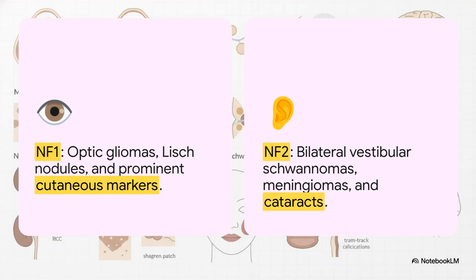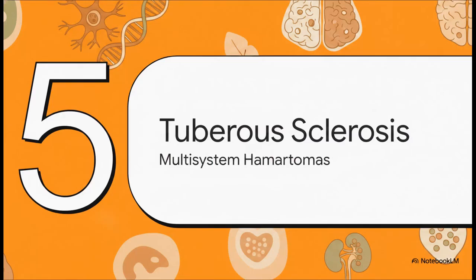When you contrast NF1 with NF2, the differences are stark. NF2 is defined by bilateral vestibular schwannomas, intracranial meningiomas, spinal tumors, cataracts, and skin plaques. Because of this, NF2 surveillance relies heavily on routine audiograms, thorough ophthalmologic evaluations, and serial MRIs of both the brain and spine. Next, tuberous sclerosis complex.